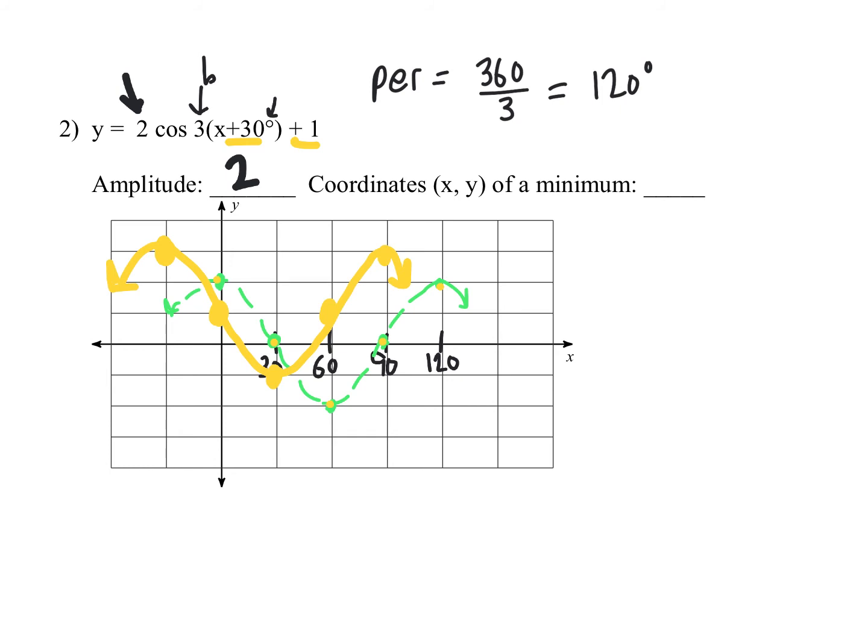And that makes us able to see where the minimum is occurring right there. So the coordinates there would be at 30 degrees for the x and -1 for the y value. And that's why it's so important to label those x values so we know where that stuff happens. Okay.